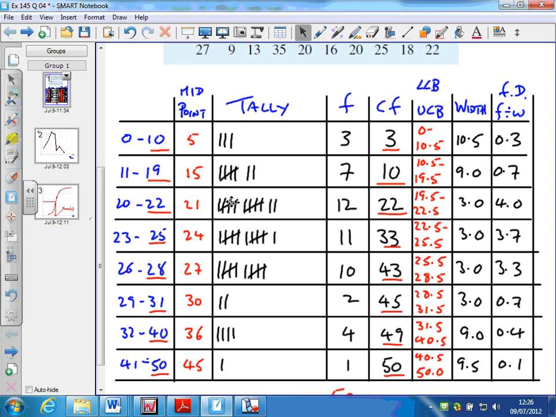So we start our histogram. They're going to be bars that will start at the lower class boundary. So the first particular bar will start at 0, finish at 10.5, and go up to a height of 0.3 on the frequency density y-axis. The next group will start at 10.5, go up to 19.5, and go up to a height of 0.7. The next column will start at 19.5 on the x-axis, go up to 22.5 on the x-axis, and up to a height of 4, and so on. So let's have a go at plotting the histogram. I'll put the histogram on a graph for you.